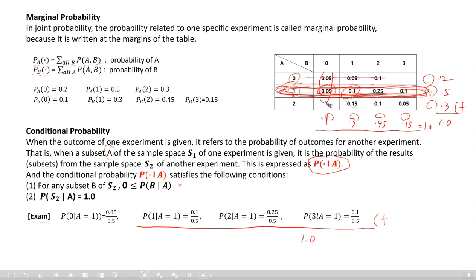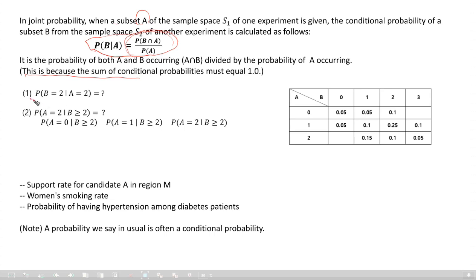So this value divided by 0.5, 0.1 divided by 0.5, 0.25 divided by 0.5, 0.1 divided by 0.5. So that sum of conditional probability equals 1.0, like this. Okay? All right. Let's see some more here.